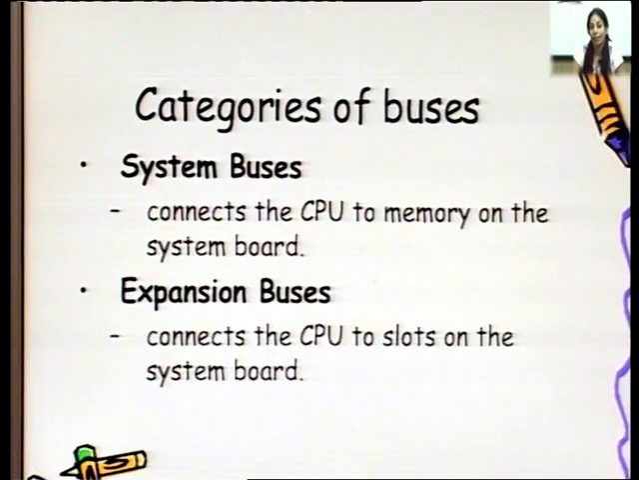So next is the categories of the buses. First we have system buses and expansion buses. System buses connect your processor chip to the memory parts on the motherboard, and expansion buses connect the CPU to the slots on your system board. So system buses connect your processor to the memory devices, and expansion buses connect your processor chip to the slots on the motherboard.